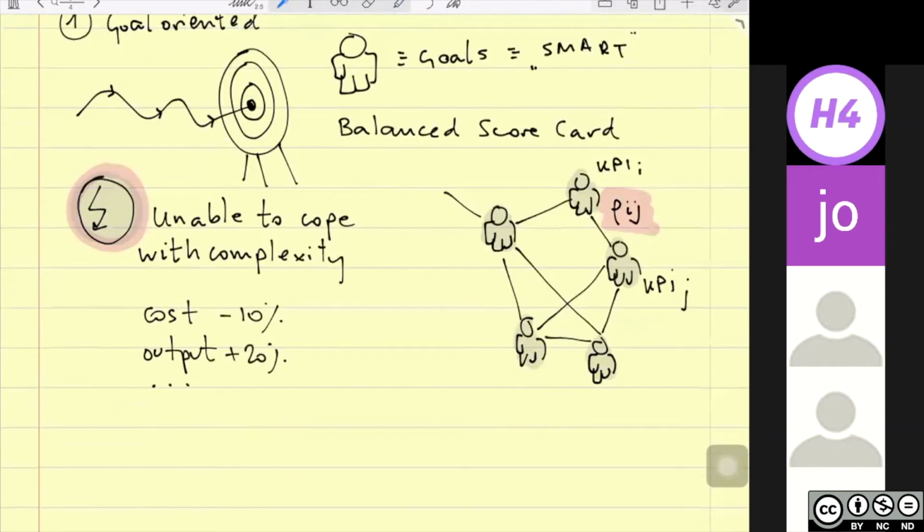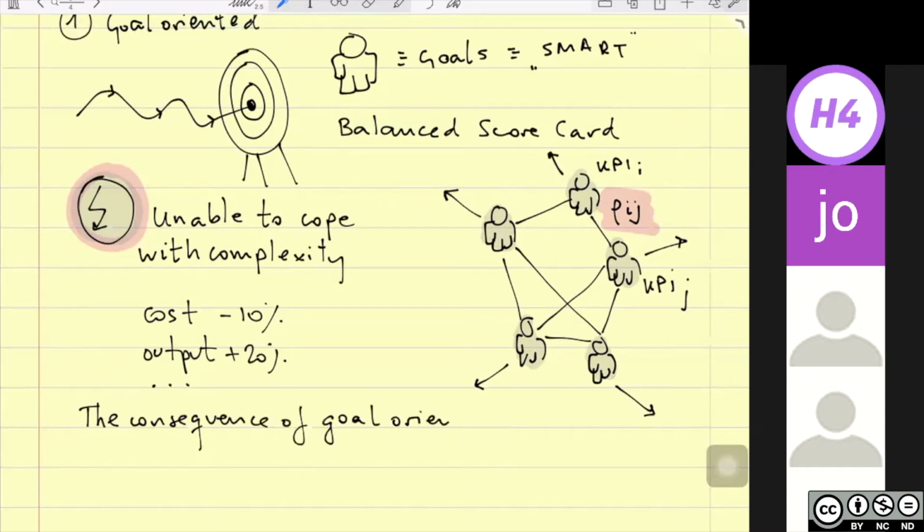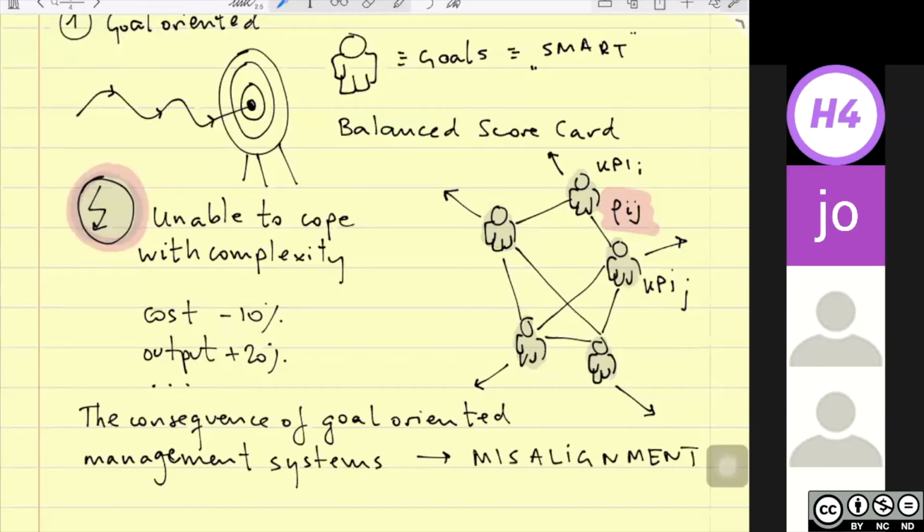So at some point, the production leader will try to increase output by increasing stock, which will bring the goals of the logistic leader out of balance, which will bring the quality goals out of balance, which will bring the overall limits out of balance, and so on and so forth. So we will not get the consequence of goal-oriented management systems is usually misalignment. So the opposite as what we are going to achieve. Okay.